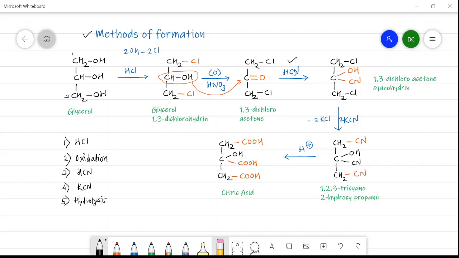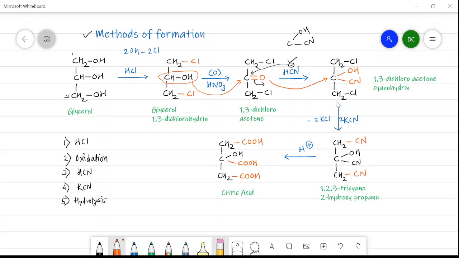In the third step, this dichloroacetone is treated with hydrogen cyanide. When it is treated with hydrogen cyanide, the nucleophile cyanide will attack on this carbonyl carbon and form this type of structure, that is COHCN. It is the characteristic reaction of the carbonyl compound. So hydrogen cyanide gives a cyanohydrin derivative. So here we get 1,3-dichloroacetone cyanohydrin. Just look here, the change occurs at the middle carbon and we are getting COHCN.